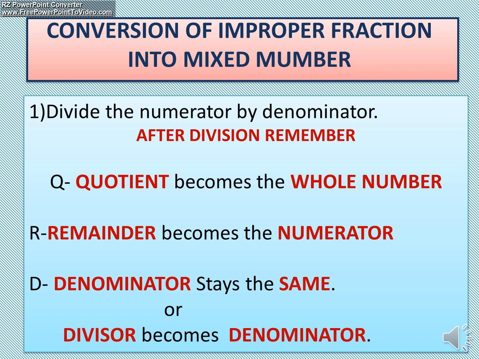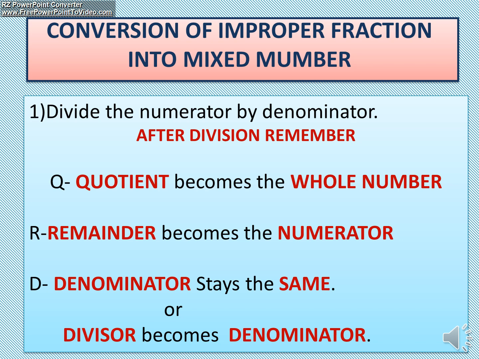Then remainder becomes the numerator. जो रिमाइंडर है डिवीजन के बाद जो नंबर बचा हुआ है that becomes a numerator. And D stands for denominator. Denominator जो है वो ही रहेगा. Denominator stays the same और divisor becomes the denominator. Divisor वो क्या है जिससे हमने divide किया, denominator ही divisor है. Yes or no? So it will remain the same.